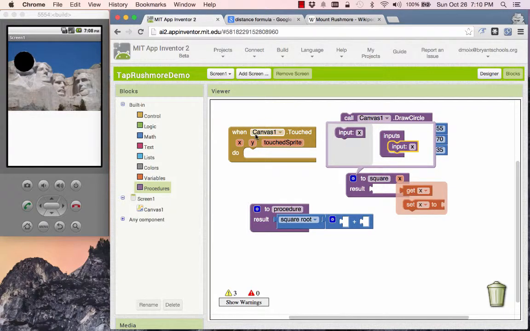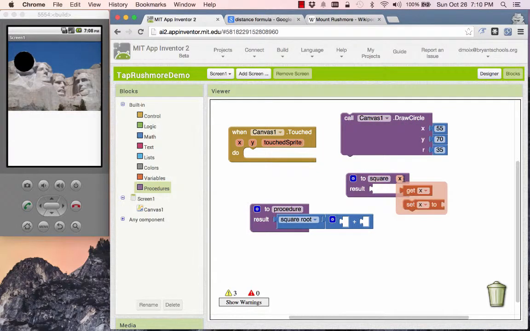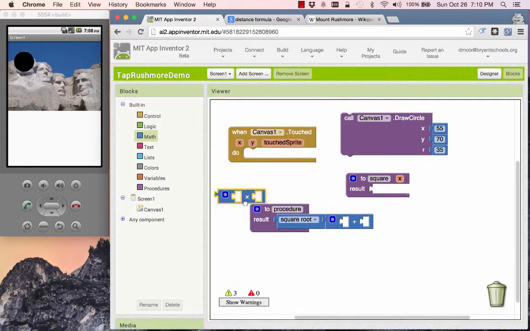And now it's just like our Canvas Touch, which has x, y, and touched sprite. We're adding values. You can add as many of these as you want, and they'll come around over here. But for squaring something, we just need the single input. So we're going to square x. To square x, you just times x by itself. So math, times, and then you hover over this x and get it. You hover over this x and get it again.